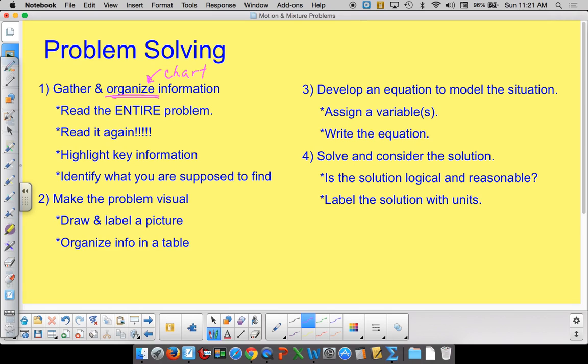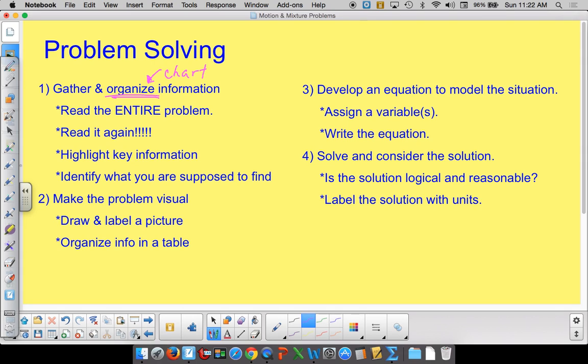Third, you need to develop an equation then. That's not till the third step. That's what everybody wants to do from the get-go, and then they mess it up because they haven't paid enough attention to the actual problem and the information provided. Also realize sometimes they give you extra information you're not going to use in the problem. You have to know when to ignore something as well.